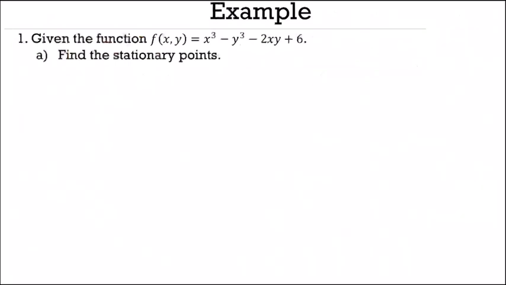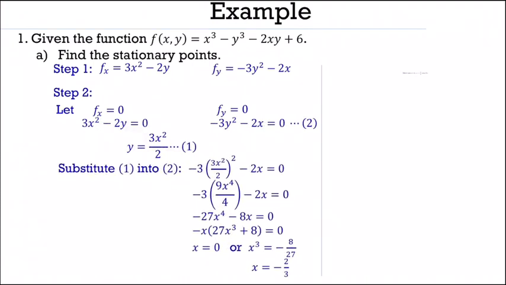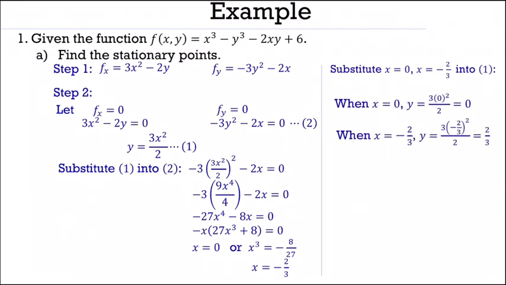It was already explained just now that the stationary point exists when the first-order partial derivatives with respect to x and y are both equal to 0. So, the first step is to find the first-order partial derivative with respect to x and with respect to y. Then, the second step is to let both f sub x and f sub y equal 0. Now, we have two equations in terms of x and y. Solve these two equations by using the substitution method. Then, state the stationary point.